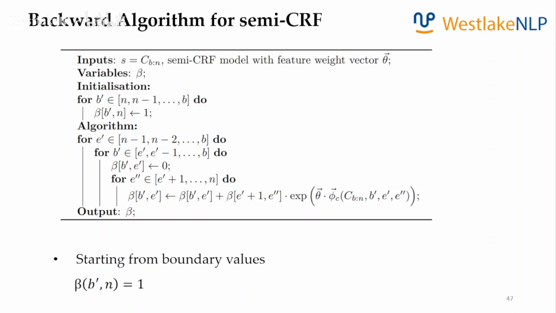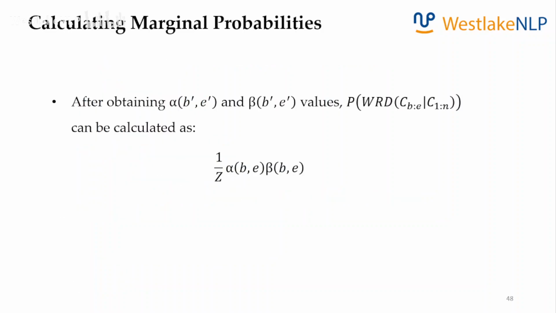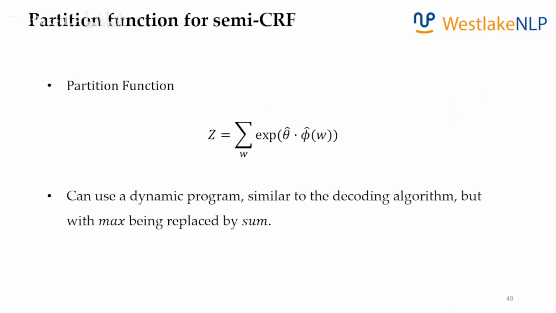Now, given alpha and beta, you can calculate the marginal probability as 1 over Z, alpha times beta. Okay, what is this Z? Z is the partition function, right? There's one way you can do it. Well, you can enumerate all possible B and E, calculate alpha times beta, and then you add these scores together, that is Z, right? But you could also just directly calculate Z, because what is Z? Next slide shows you.